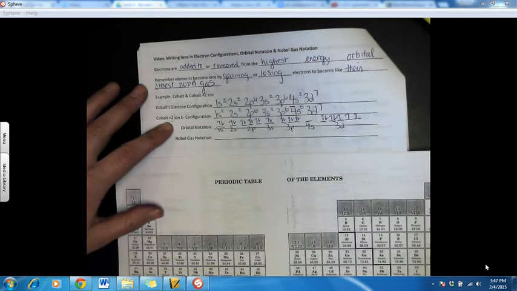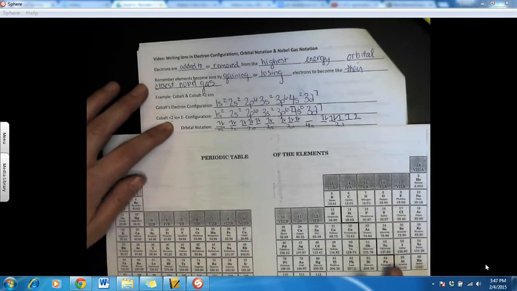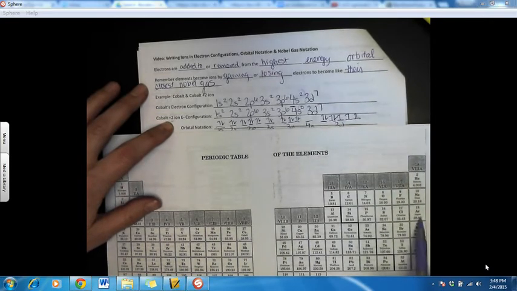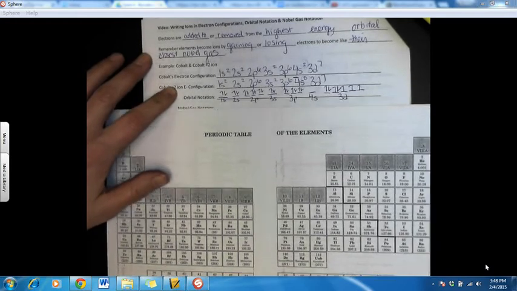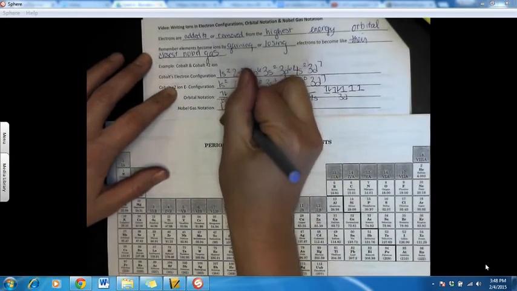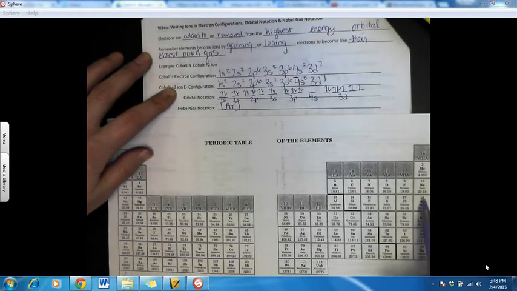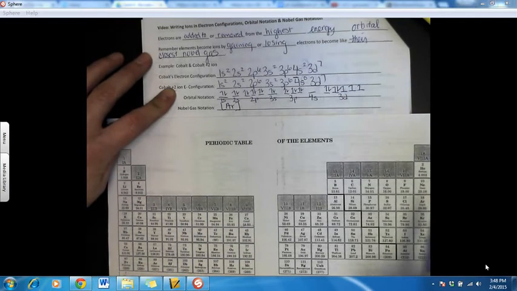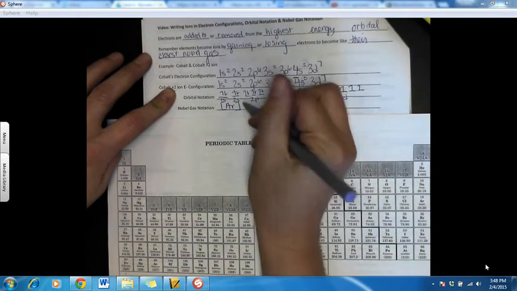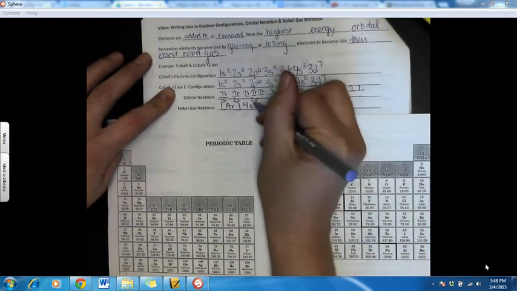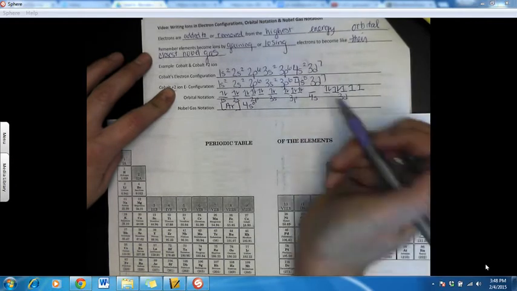Okay. Its noble gas notation, cobalt. We go back to its last noble gas, argon, put that in brackets. Then continue writing our electron configuration. So after argon, we get 4s. And because it's an ion, it's going to be 4s0. And then continuing on, 3d7.